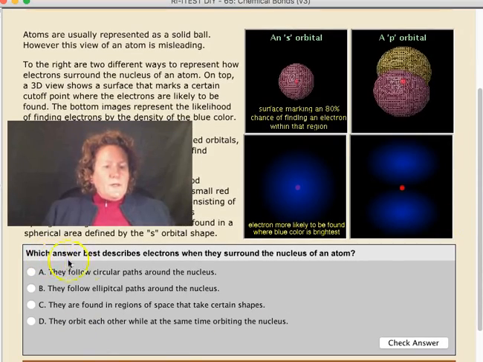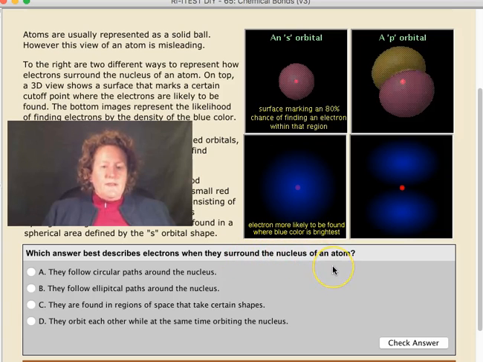So, which answer best describes electrons when they surround the nucleus of the atom? This question is number 1 on your lab sheet. Please highlight the best answer.